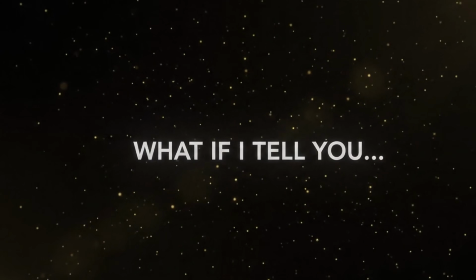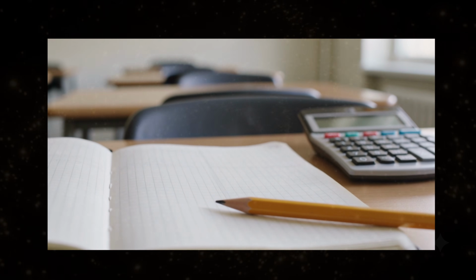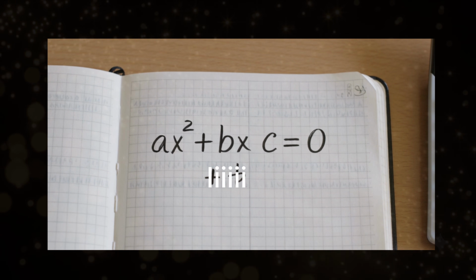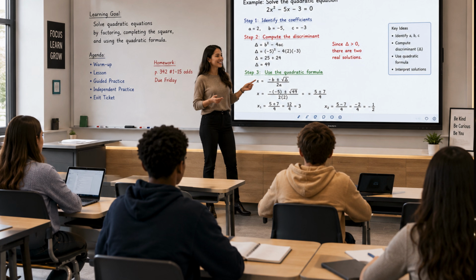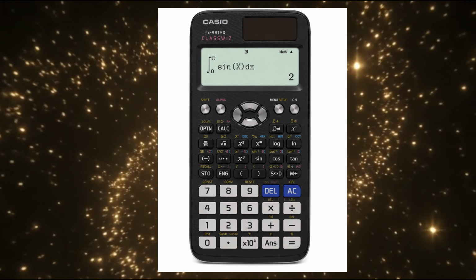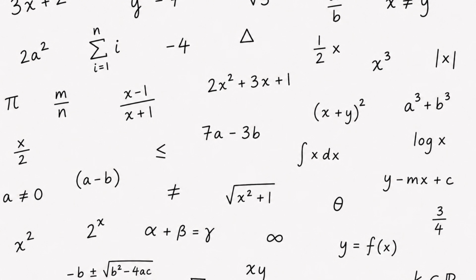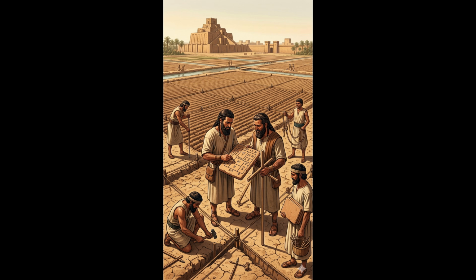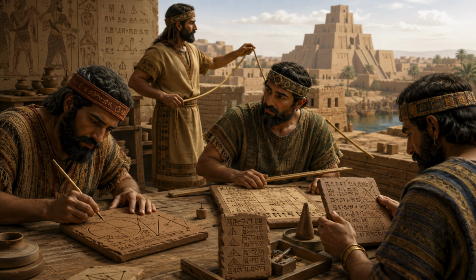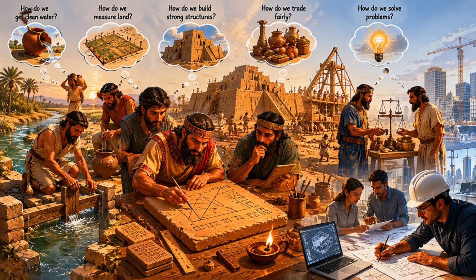What if I tell you, the quadratic equation you solve in school today, x squared plus bx plus c equals 0, is not just a formula. It is a story that is almost 4,000 years old. It did not begin in modern classrooms. It did not begin with calculators, and it did not even begin with algebraic symbols. It began with clay tablets, land measurement, trade, geometry, and the human need to solve real-life problems.